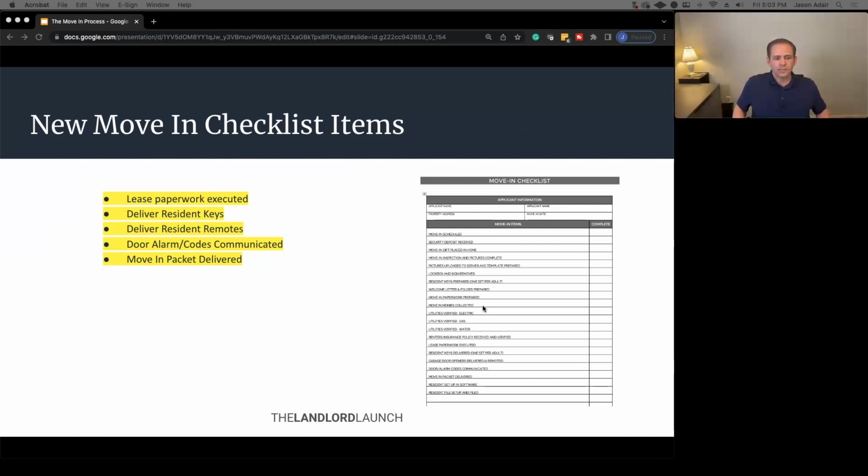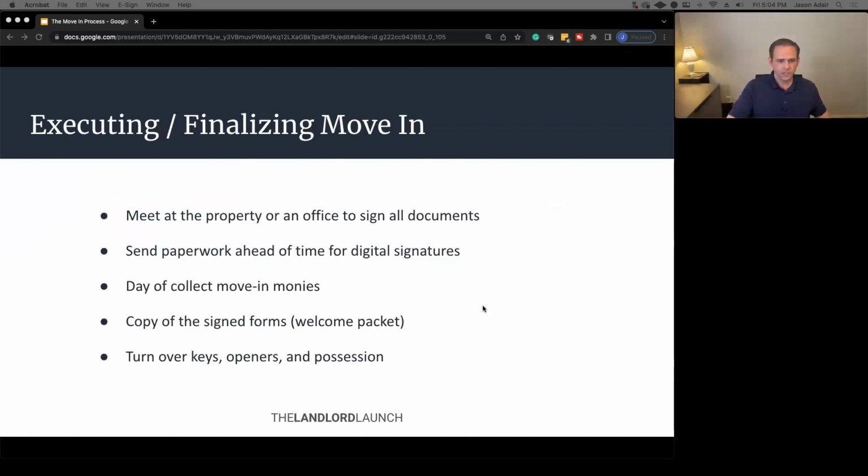And then you are going to give them their move-in packet. So you're going to get the money, verify all the utilities are on, sign all the lease stuff, give them their move-in packet, and then give them their keys. And then you have effectively handed over possession. So let's take a look at executing, finalizing the signature side of the lease agreements and getting this wrapped up in terms of getting them that possession turned over.